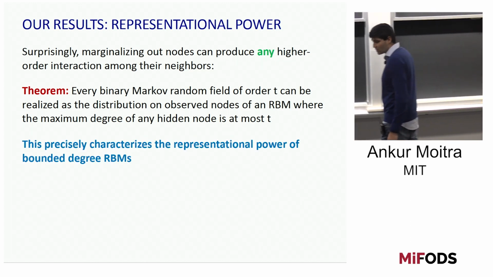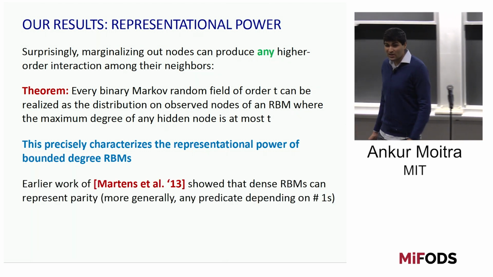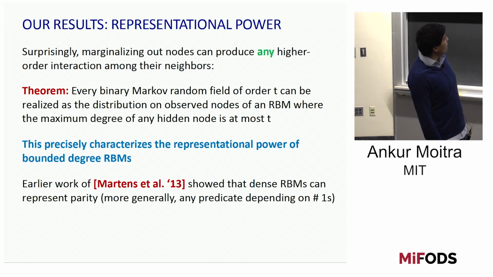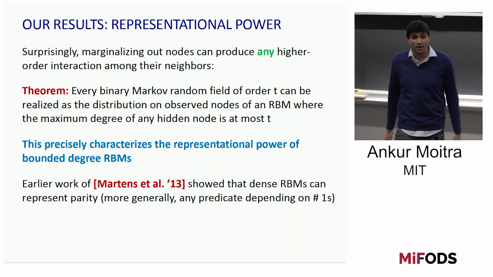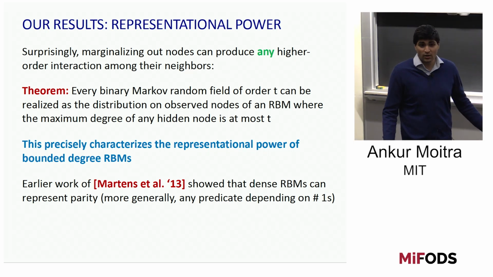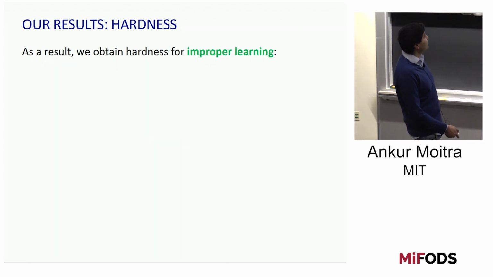So what this does is it precisely characterizes the representational power of bounded degree RBMs. To put this in context, what kinds of things were known about RBMs? Earlier work of Martens et al. studied the dense RBM setting. What they showed was that you can represent parity as long as you have max degree being about linear. Or more generally, you could represent any predicate that only depends on the number of ones. Here we're studying things which are sparse and much more natural in some applications.